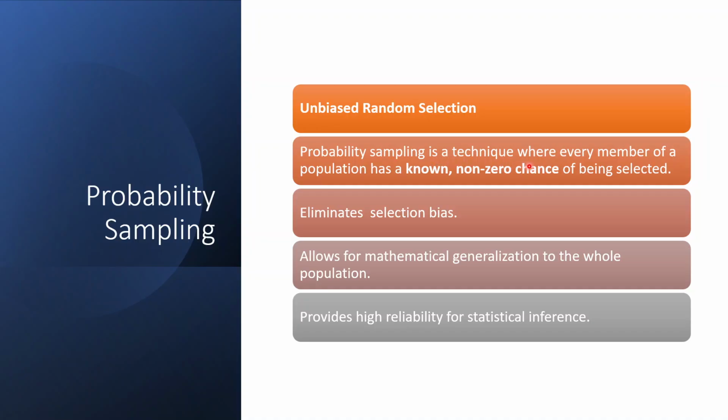Probability sampling is a technique where every member of a population has a known non-zero chance of being selected. So everyone will have a chance of getting selected. Basically, we use it because it eliminates selection bias. So there will be no bias in the selection process. So it will be a proper representation of the population. It allows for mathematical generalization to the whole population.